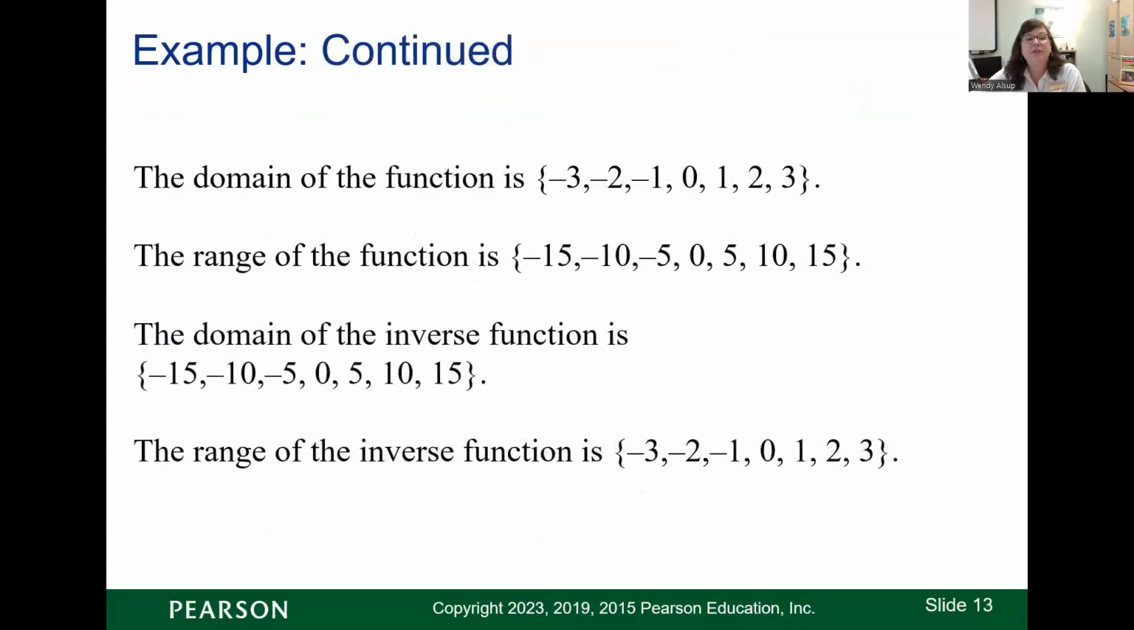So if the domain of the original started with -3, then the range of the inverse starts with -3. The range of the original was -15, -10, and so forth, so the domain of the inverse is -15, -10, and so forth.